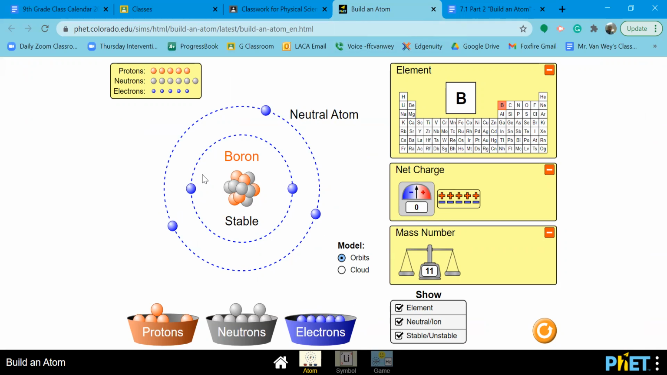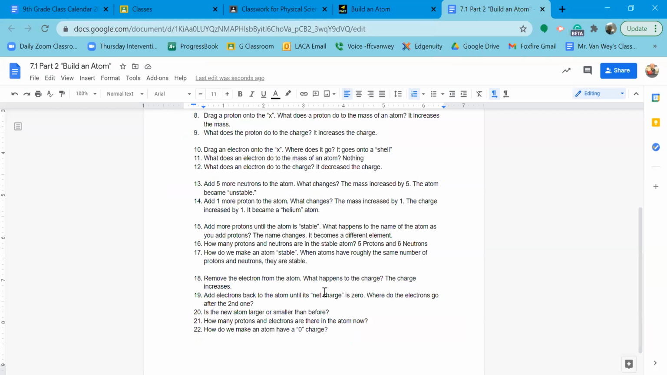But we notice something. This first electron shell, this first circle here, it'll only let me put 2 electrons on there. No more will fit. And I think that's what our question was trying to show us here. Where do electrons go after the second one? Onto another electron shell.